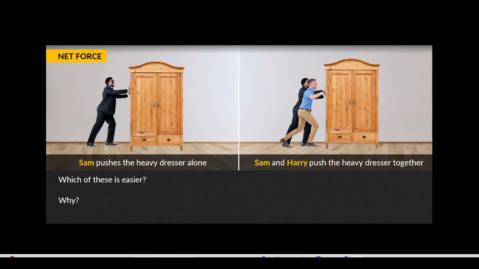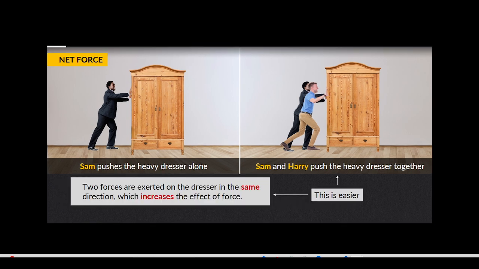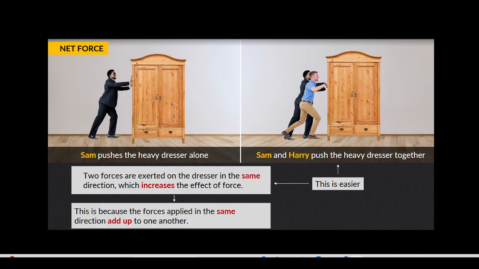It is easier because there are two people and they both are applying the force in the same direction. This is really important. The direction is important, because when we apply the force in the same direction, the effect of force increases, right? So why? Because the forces add up. Like the forces of these two guys add up, and there would be more force. More force means it would easily move.